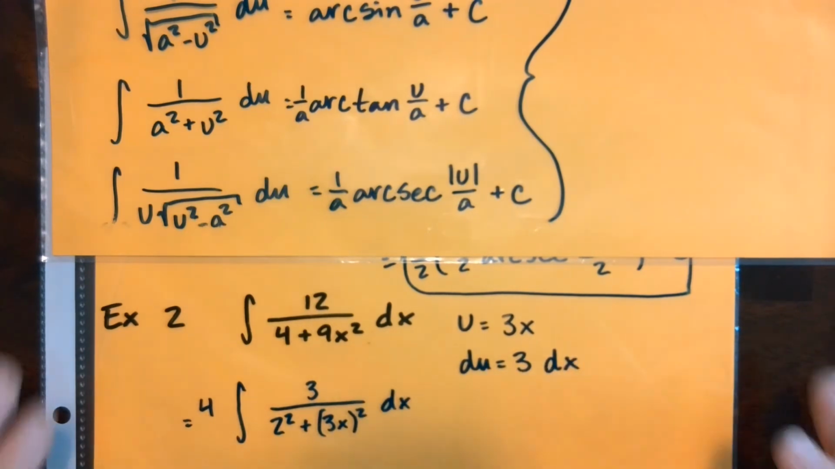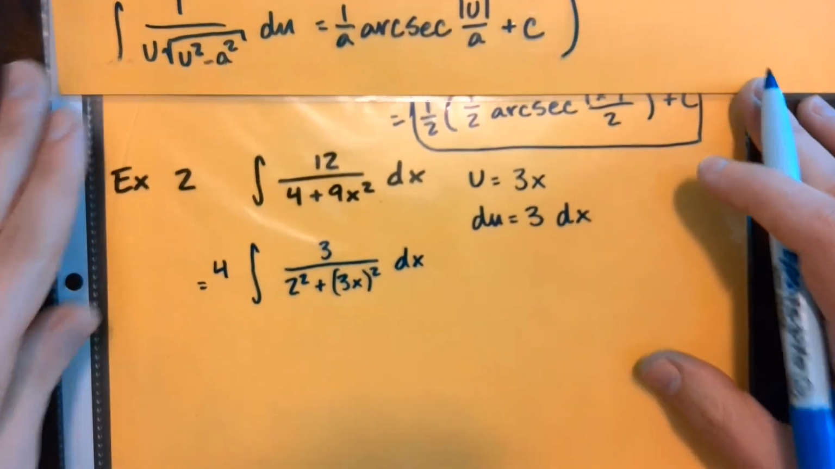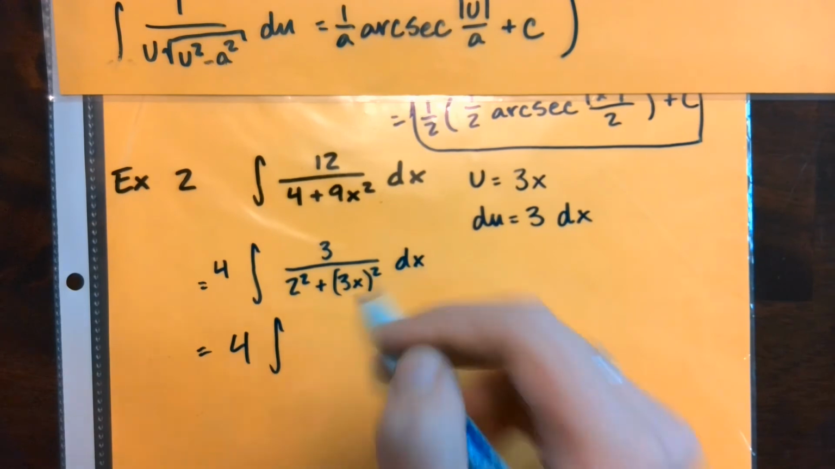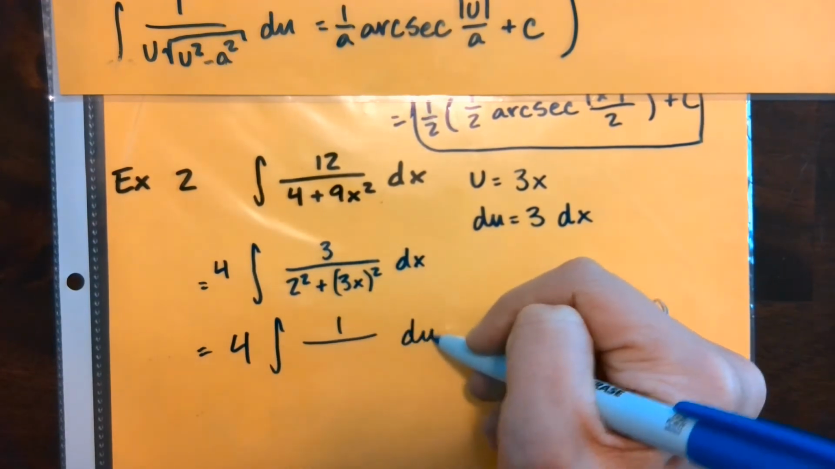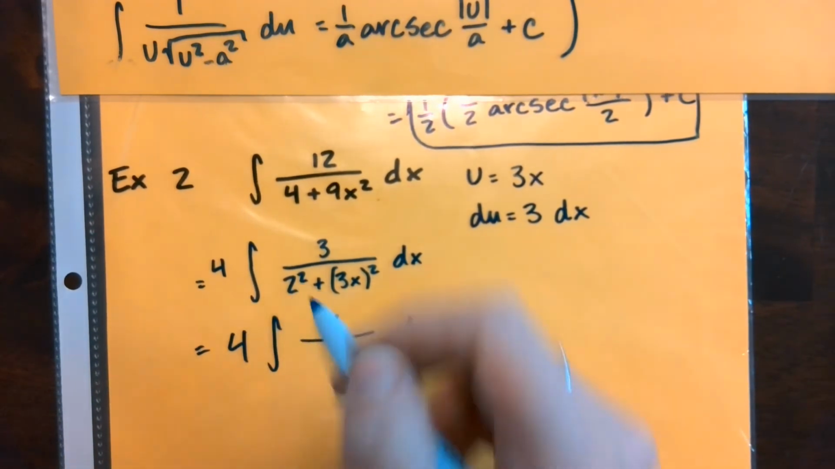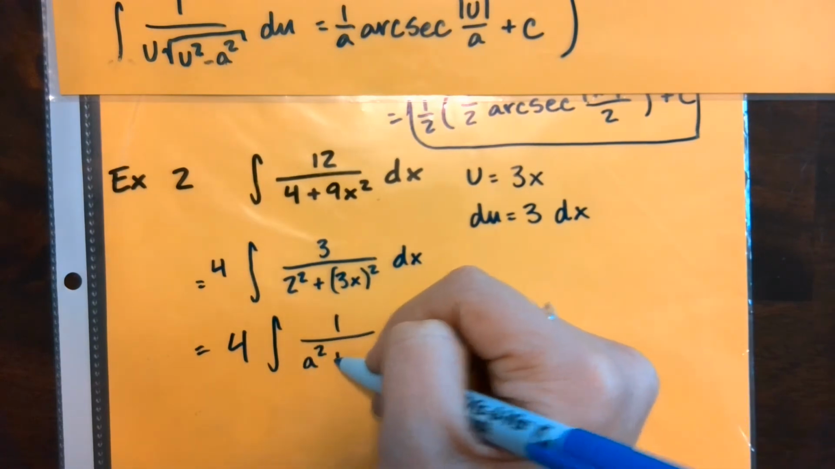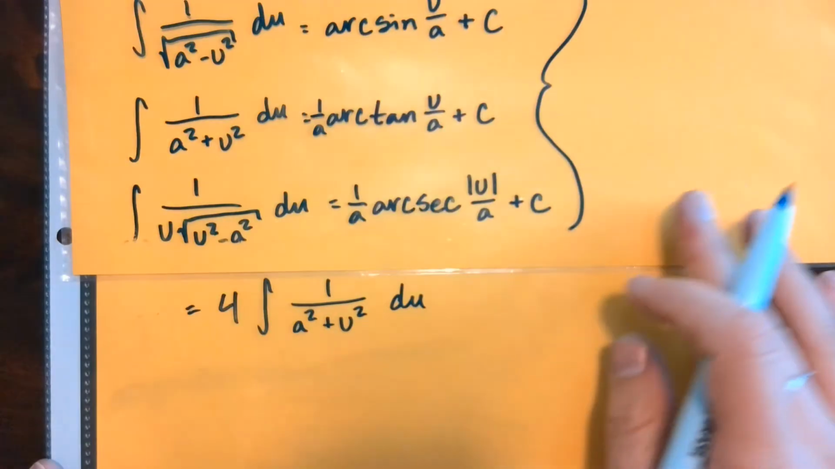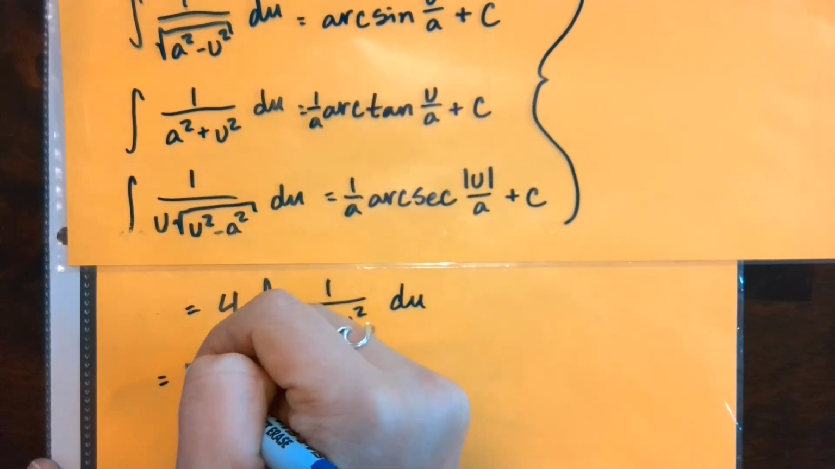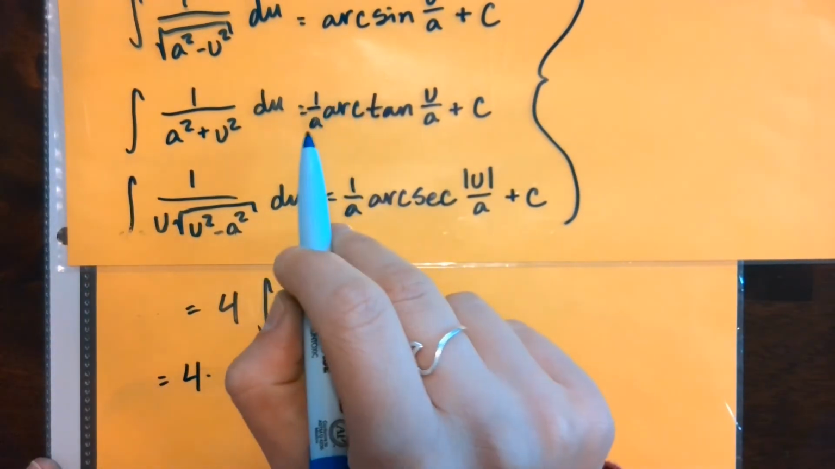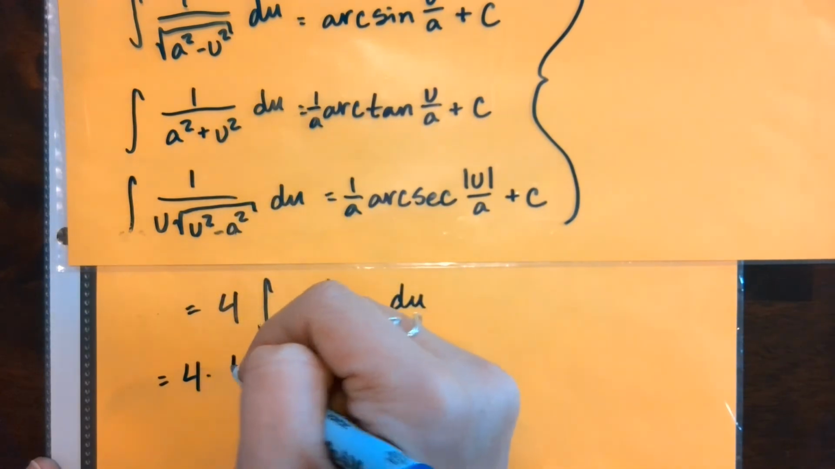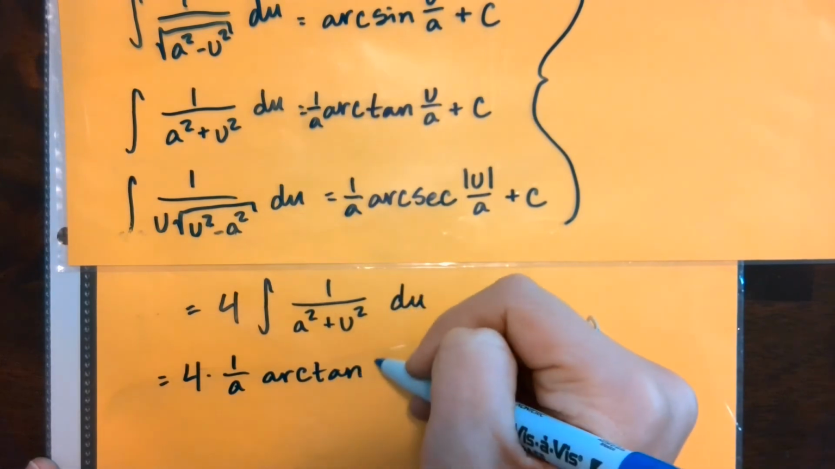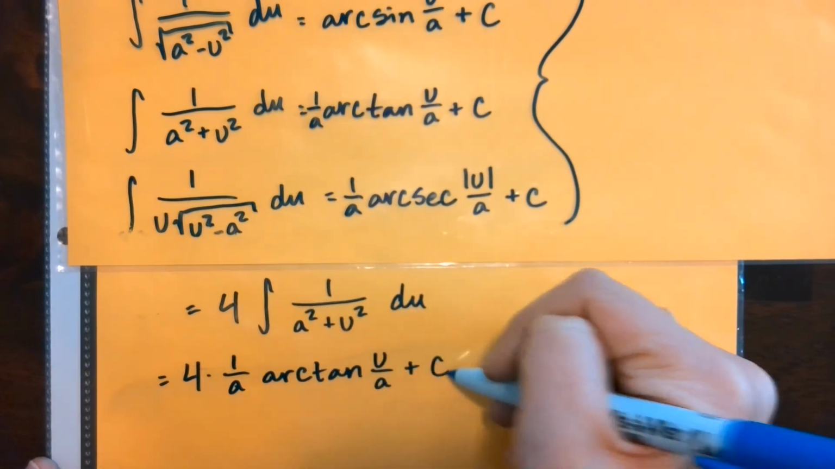And that way, when I go ahead and use u-substitution, it's very clear that this 3dx is all the du. And then here's my a squared plus my u squared. So I'll have my 4 on the outside, but then for my integral, I'm going to have 1 over a arctangent of u over a plus c.